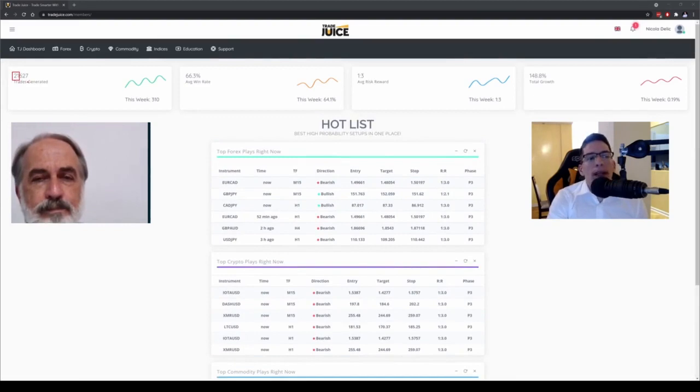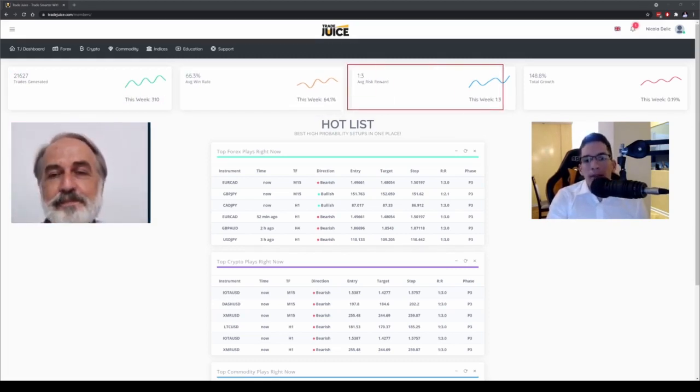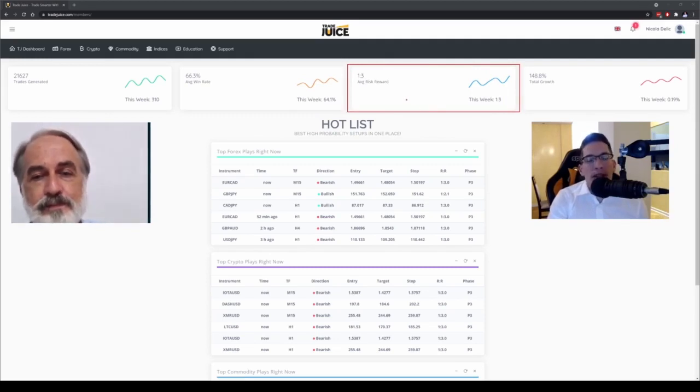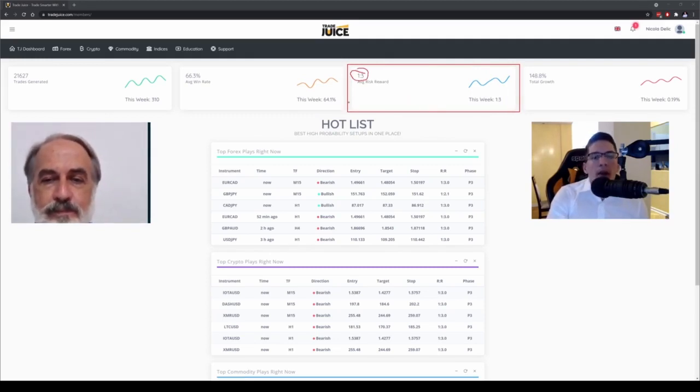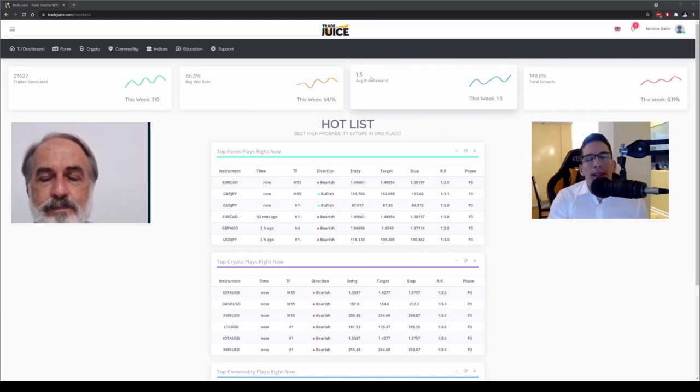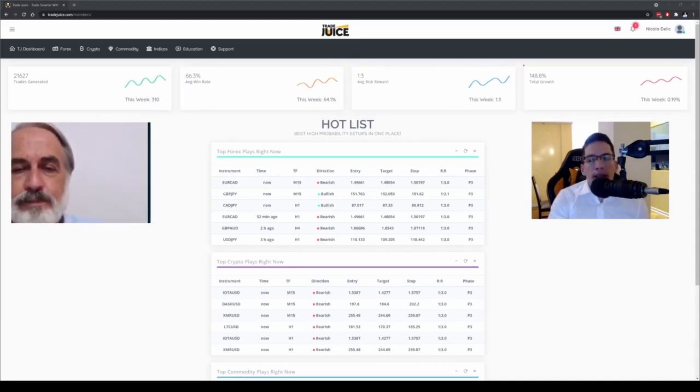We had over 21,000 trades, and that's amazing. This week alone, we had 310 trades just from this platform. Now, after it, we have the statistic of our average risk reward, and it's 1 to 3. We can easily go higher, but we decided that at the end of the day, 1 to 3 is the risk reward that is more than enough, especially with the win rate that we have, to make sure that our clients are in profit. And the final part is the total growth.